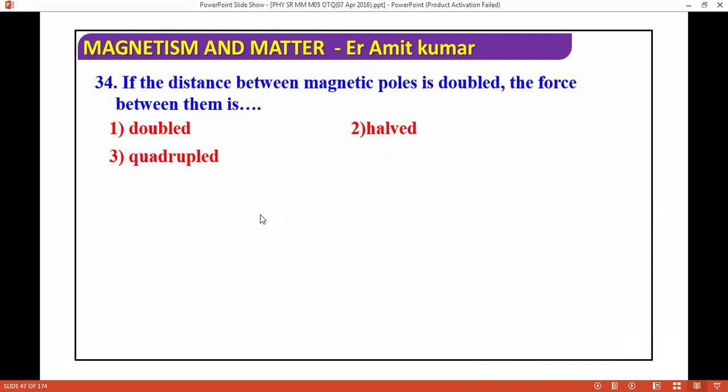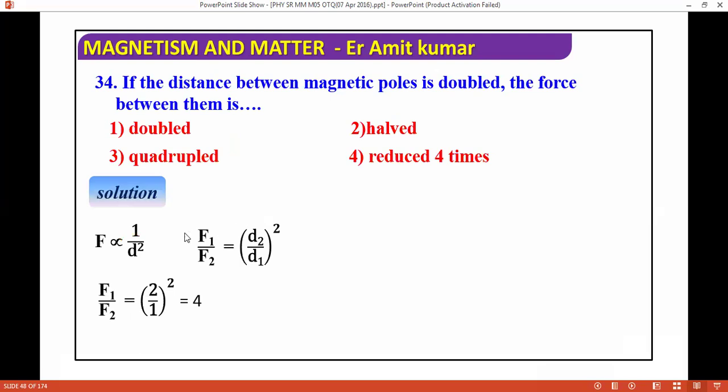Next question: if the distance between magnetic poles is doubled, the force between them is what? You observe that force is inversely proportional to d square. So obviously it will be 4 times, meaning the force is reduced 4 times.